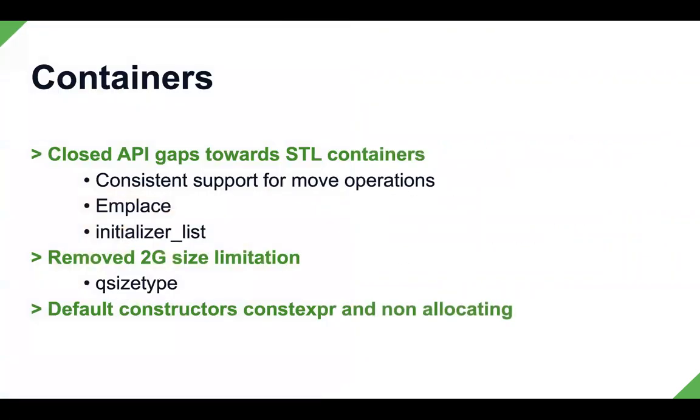Let's start off at the bottom, at the low level functionality that we have in Qt, and have a look at those things. One thing that has gotten a lot of attention from our side is the container classes that we have, all the template classes, templated containers. And we've done a lot of work there to close the API gaps towards STL containers, have, for example, consistent support for move operations, things like emplace have that implemented, support for initializer lists. We've removed the 2 GB size limitations that we had on our containers in Qt 5. So now sizes are measured not in 32-bit integers anymore, but in Qt size type, which means on 64-bit platforms, you can use a lot more than 2 gigabytes of items in there.